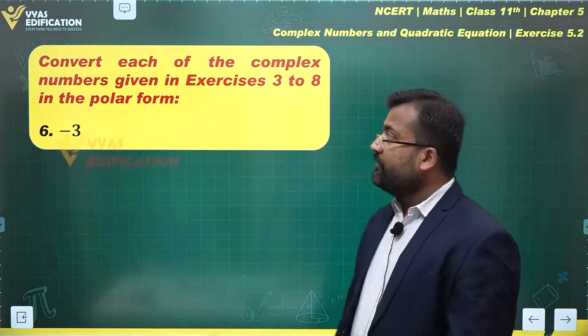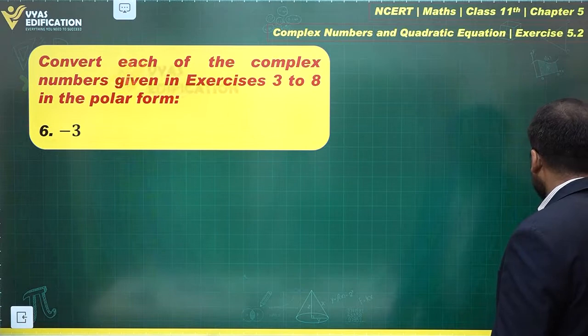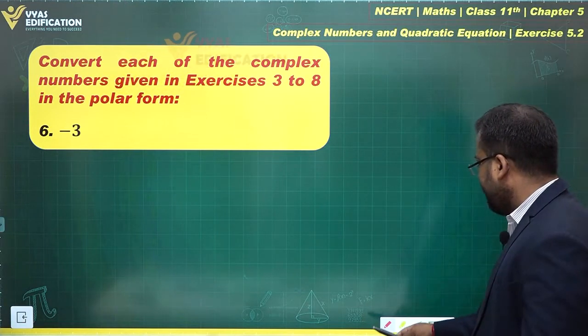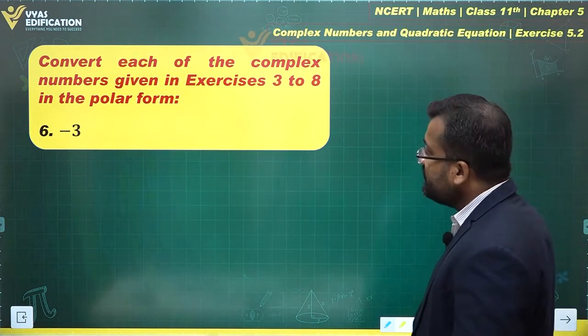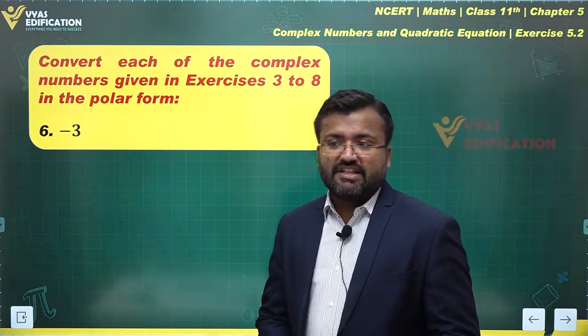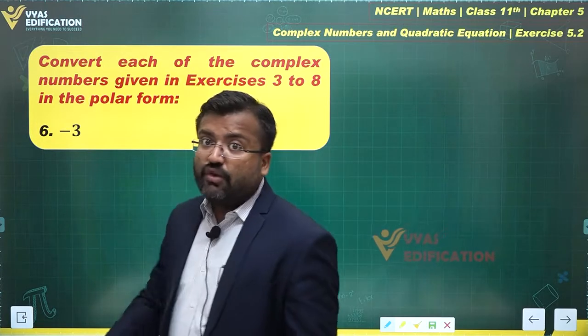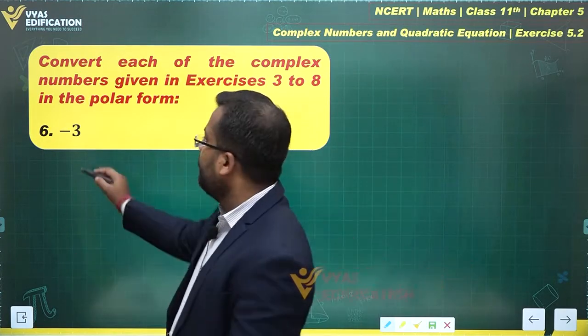Let's talk about this one. Convert in the polar form. Now this is something different. There's something different about this. It has only real part. It does not have any imaginary part. Okay, that makes things interesting. So let's try to convert this complex number in the polar form.